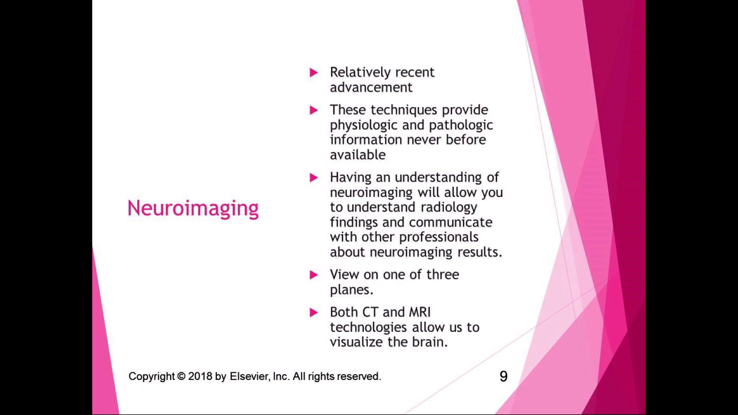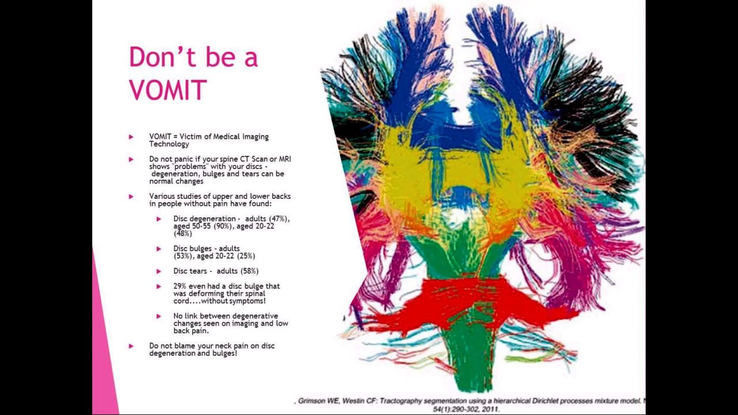So most neuroimaging is viewed on one of three planes, the sagittal, the coronal, or the vertical plane. And there's a little bit about that in chapter two. Both CT scan and MRI technologies allow us to visualize the brain in a static way, but very detailed. There are lots of different imaging technologies. They're described in the book and in the PowerPoint. I don't expect you to know every one of them, but I also want you to be aware that neuroimaging is not the be-all and end-all of everything.